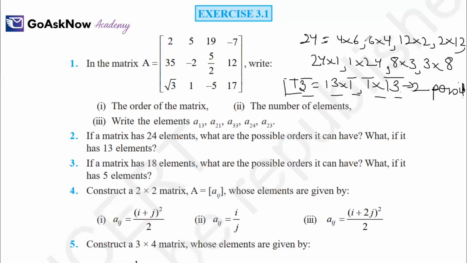And here, what are the possible orders? So here you have 8 possible orders. This was the answer of the second question. Let's move further and see the third part of the third question.